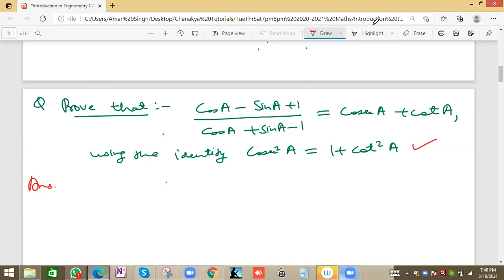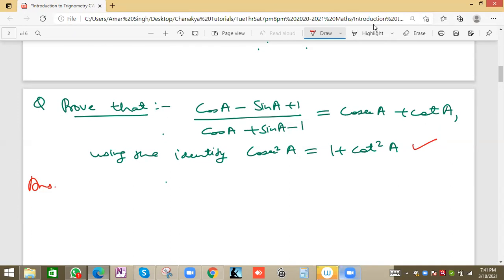This question is similar to example 15. Example number 15 is also very much the same. In that we have to use sec square theta as 1 plus tan square theta, right? So done. Okay.